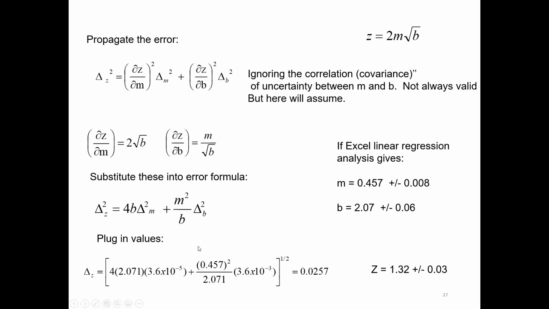Look at the square root of the sum, and what I got for the error is 0.0257. And by looking at the m and b values plugging in here, I got z equal to 1.32. And then I round this up according to the significant figures here. And I got the final answer will be 1.32 plus minus 0.03.